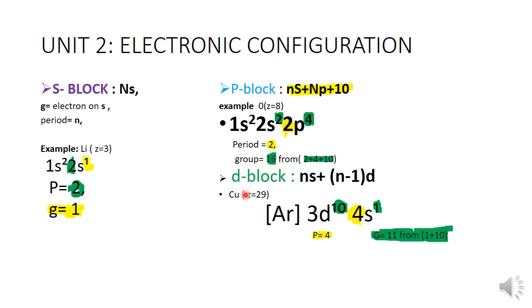For D block, for example, we have copper, atomic number 29. This is the noble gas notation. We have 3d10, 4s1. Then the period is 4, whereas for the group we take this 2 and add 10. It means that we have group 11.